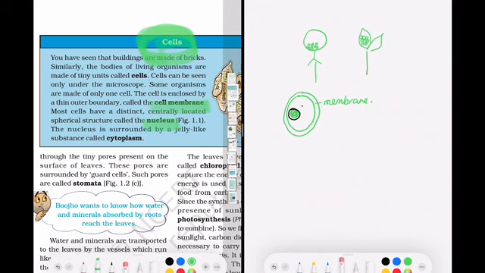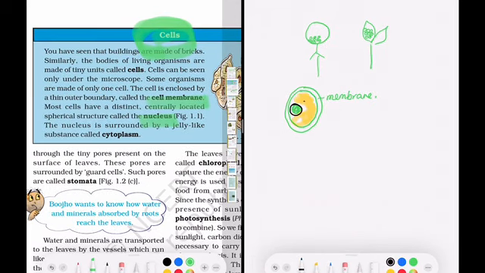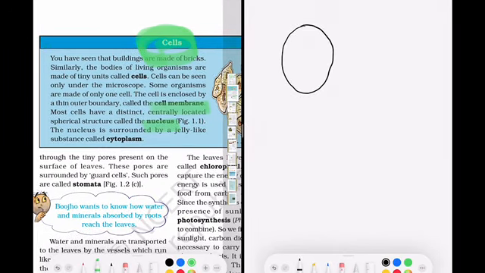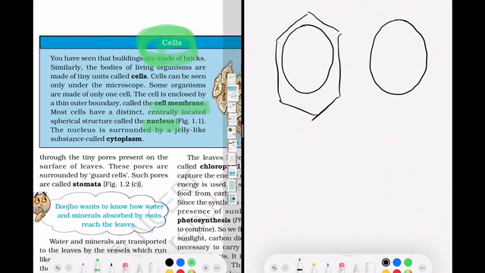Inside the cell there are other very small structures also. The cell is present in both plants and animals. The whole body is made up of cells. There is a big difference between plant and animal cells. This is a plant cell and this is a cell of an animal. The nucleus is present in both of them. What extra thing is present inside the plant cell?